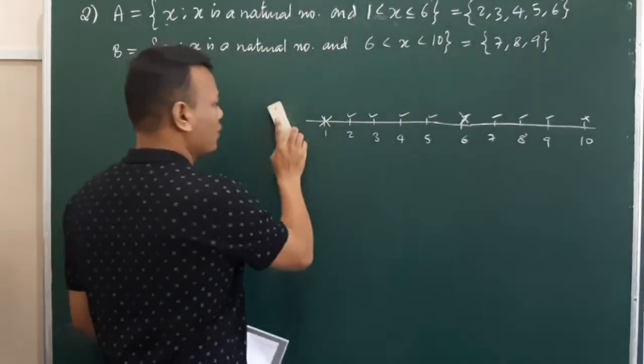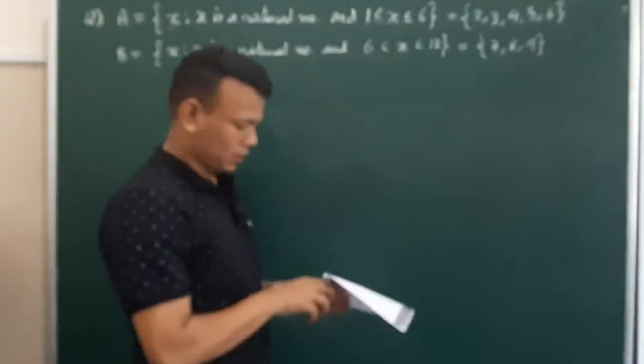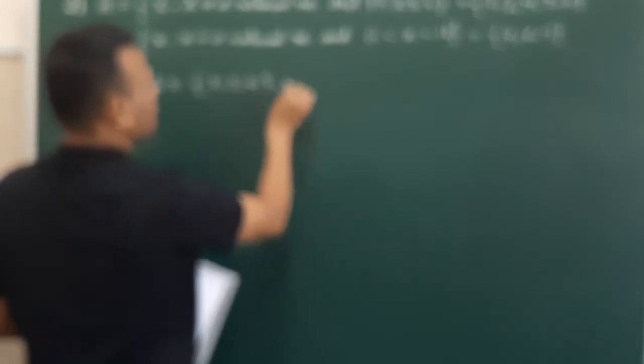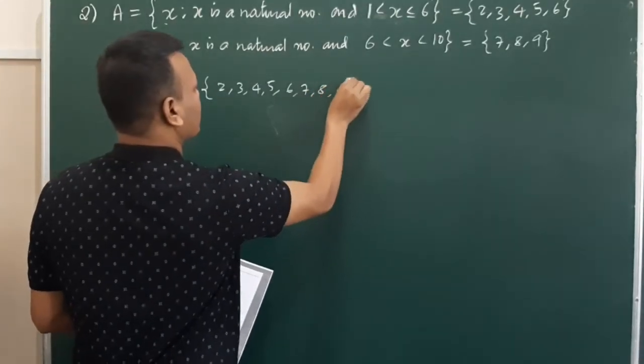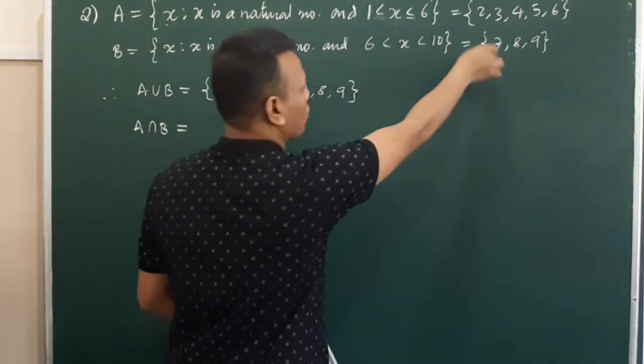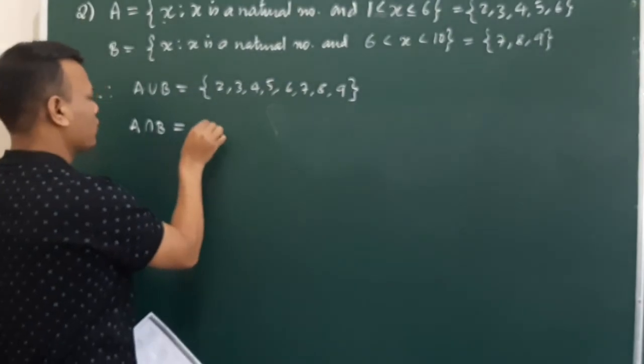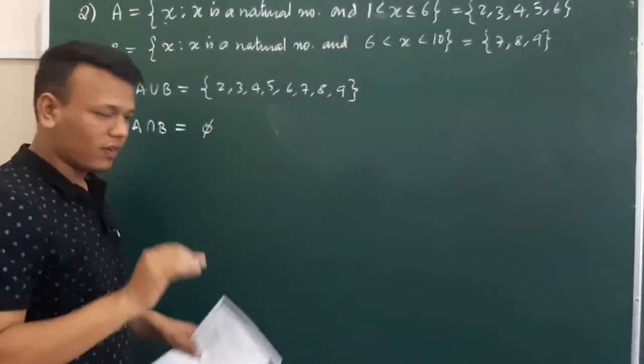Now let's see what the question is asking. The question is asking to find A union B. Therefore A union B will be, let's combine both the sets. By combining we see that it will be 2, 3, 4, 5, 6, 7, 8, 9. So this will be A union B. Next, A intersection B. Can you see anything common over there? Intersection means we have to write the common elements. We don't have anything common, so that's why this becomes the empty set phi.